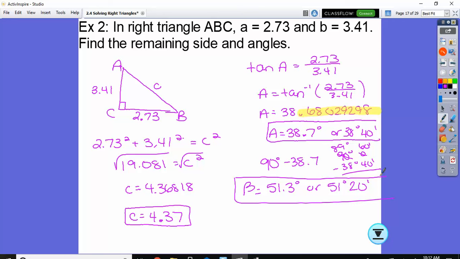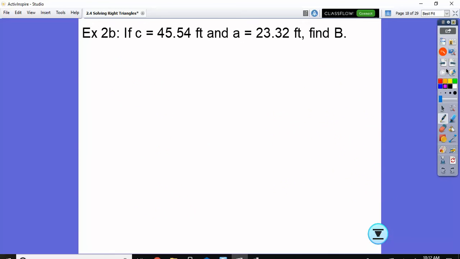I want you guys to do one, kind of along these lines. I'm not asking for everything though. I just want you to find angle B. So side C, that's our hypotenuse. Side A. When it's a capital letter, remember that's an angle, so I'm asking for angle B. What trig function would you use here?